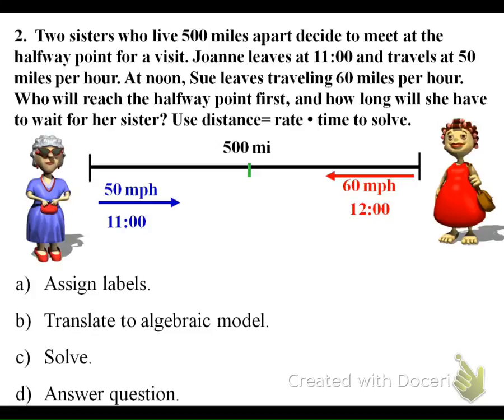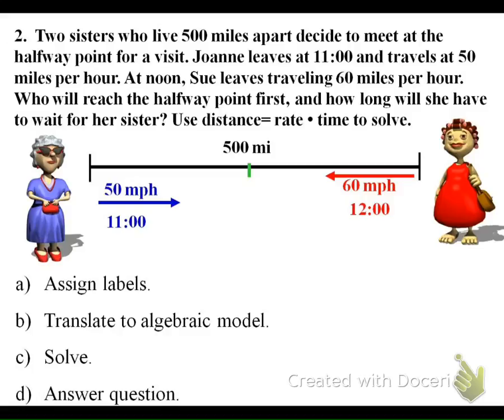Here's problem number 2 for today. It's about two sisters. Apparently they're elderly sisters. They live 500 miles apart. They decide to meet up halfway. Joanne leaves at 11, traveling 50 miles an hour. At noon, her sister Sue leaves, traveling 60 miles an hour. Who will reach the halfway point first? And how long will they have to wait for their sister? Where you're going to use distance equals rate times time. So this one's a little trickier than the last one because we actually have two things happening at once.